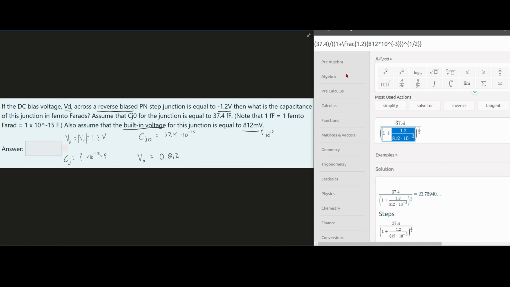With that done, we are going to get the value of approximately 23.8. Now, if your values are different, you just plug in the different values here. And that's how we go about solving this problem.